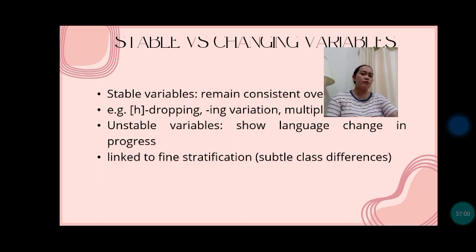Then we also have the stable and changing linguistic variables. So these differ in stability. Stable variables such as H dropping, ing variation, and multiple negation tend to maintain consistent social correlations over time. Changing variables show patterns of fine stratification, and these changes spread gradually through the community rather than appearing abruptly.